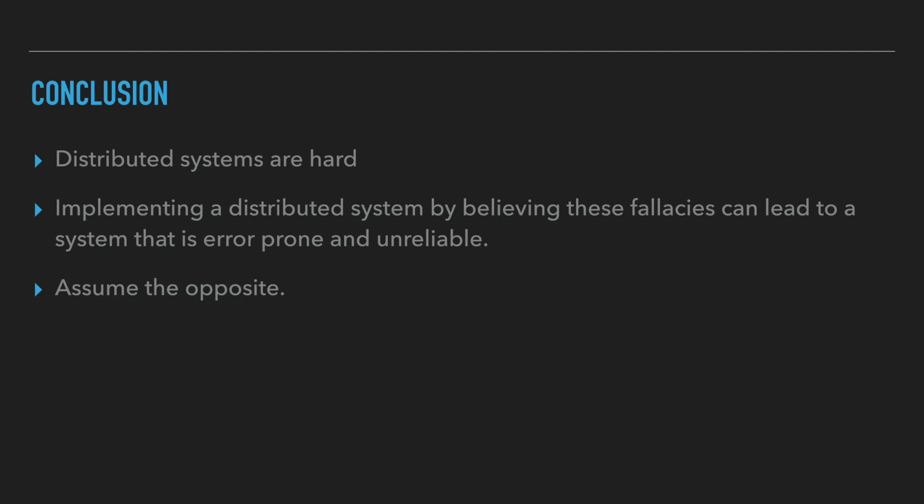Instead, we want to assume the opposite. We want to design our system for an unreliable network. We want to design our system for a network that is insecure, etc. We want to think about what can go wrong and design our system for those worst case scenarios. This will give us a dependable system.